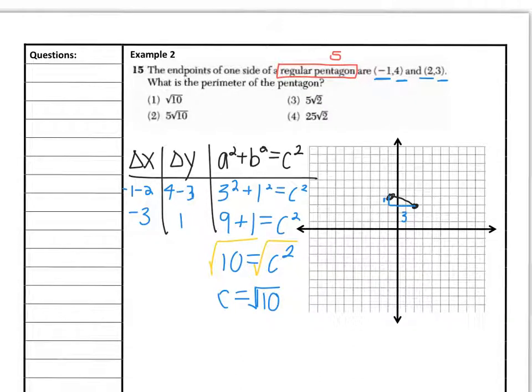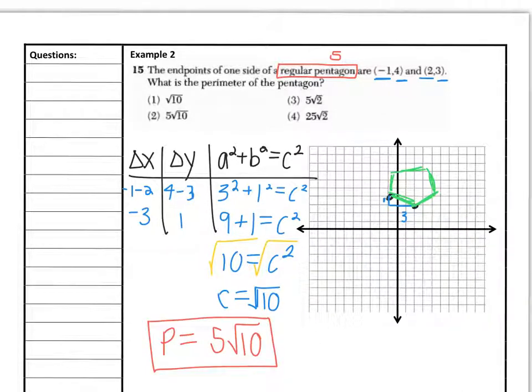But remember, that is just one side length of this pentagon. I would have to be finding, oh, this is definitely not a regular pentagon, but I would be needing to find the other 4. So in total, you have 5 sides for a pentagon, remember? So my answer is going to be 5 radical 10, which is choice 2.